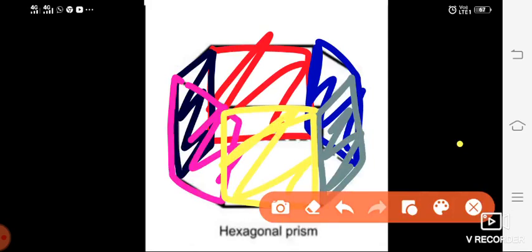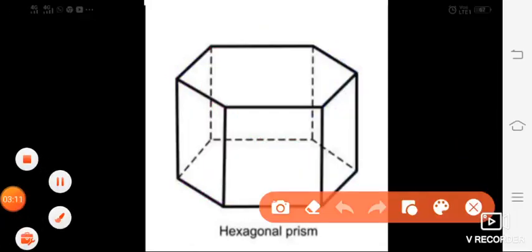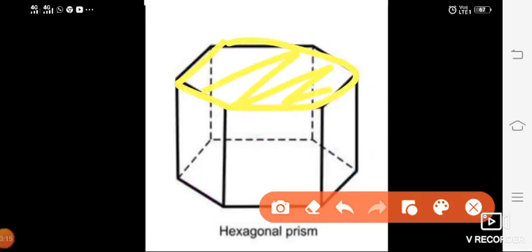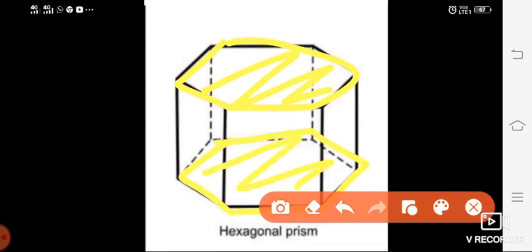Now the next, see here, upper one 7 and down one 8. So the hexagonal prism has 8 faces. Prism means the top and bottom faces are identical. Yes or no? So it has 8 faces.